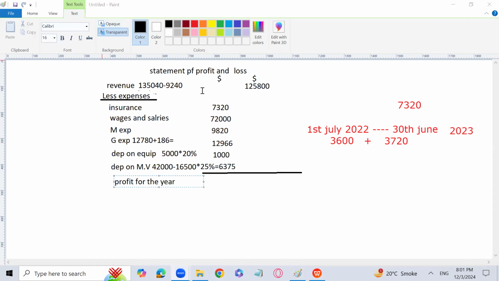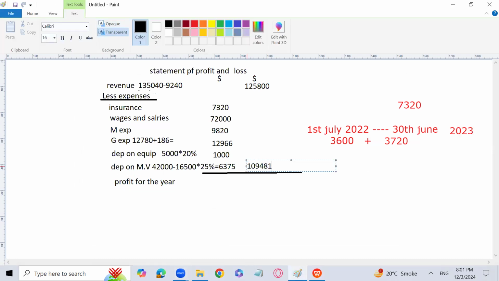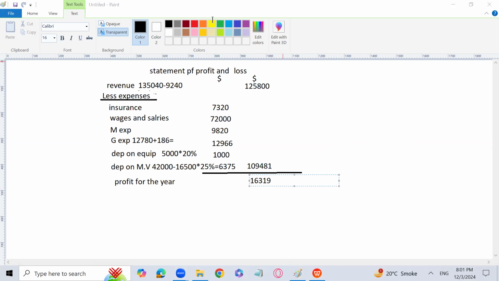So 109,481 is the total of expenses, and the profit for the year is going to be 125,800 minus 109,481, which is 16,319. So the profit for the year is 16,319, and we are done with the statement of profit and loss.